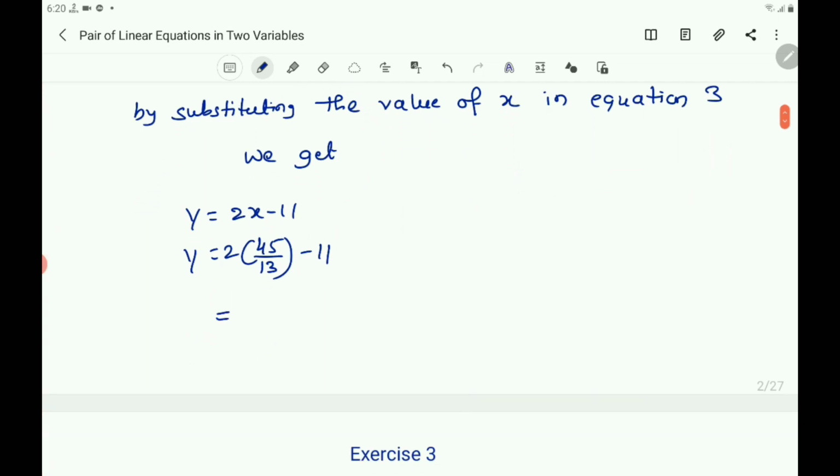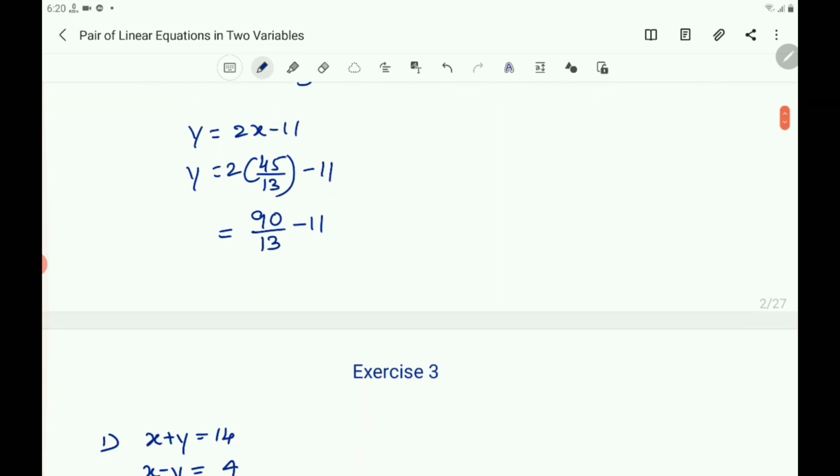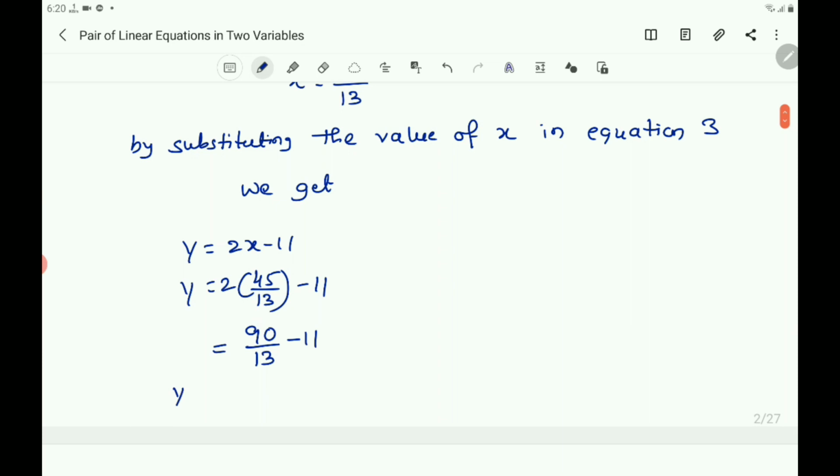Then it becomes 245 is 90 by 13 minus 11. Then you will get y equals, or you write here only, the LCM is 13. 13 ones are 13, 13 nines are 117... 13 ones are 13, 11 13s are 143, you carry 1, again 13 ones are 13 plus 1 is 14, 143 you got.